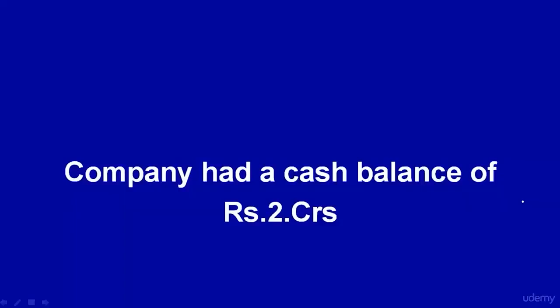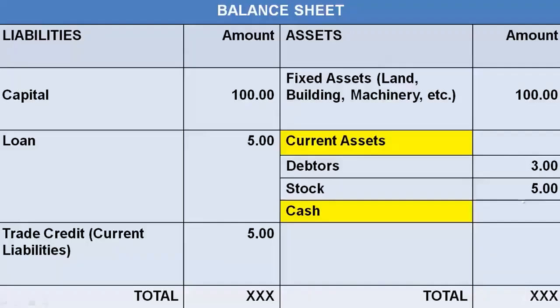The next item is the company has a cash balance of rupees 2 crores. Cash is an asset because the organization is going to own that, so it will appear on the asset side of the balance sheet, cash rupees 2 crore.